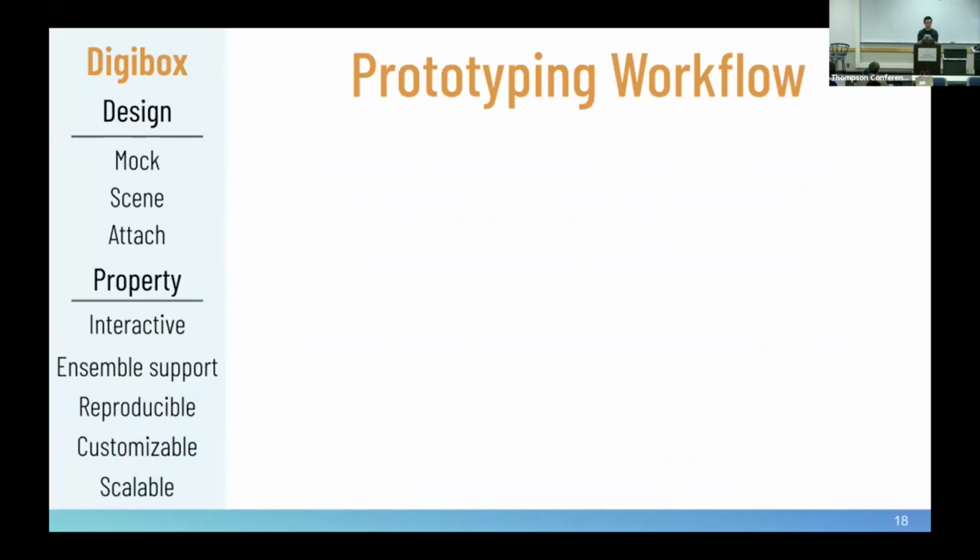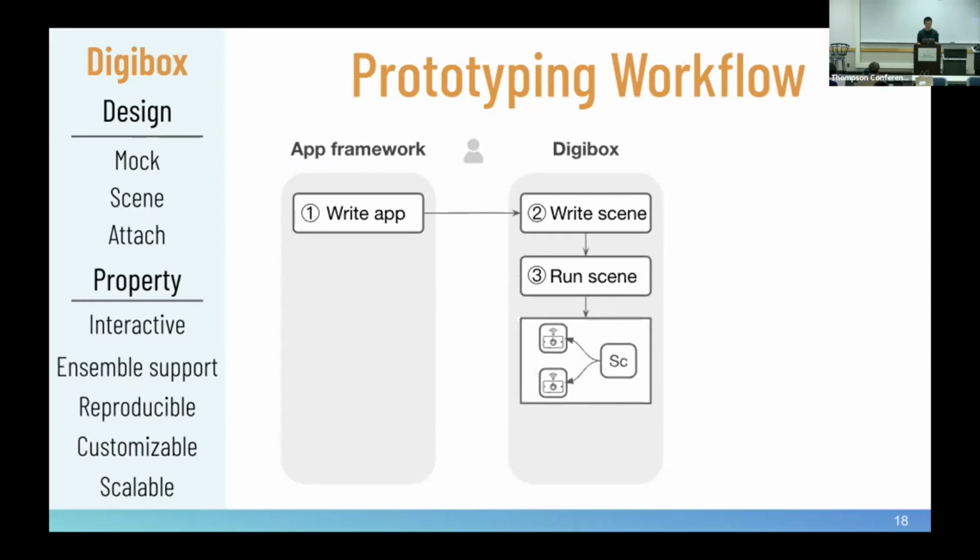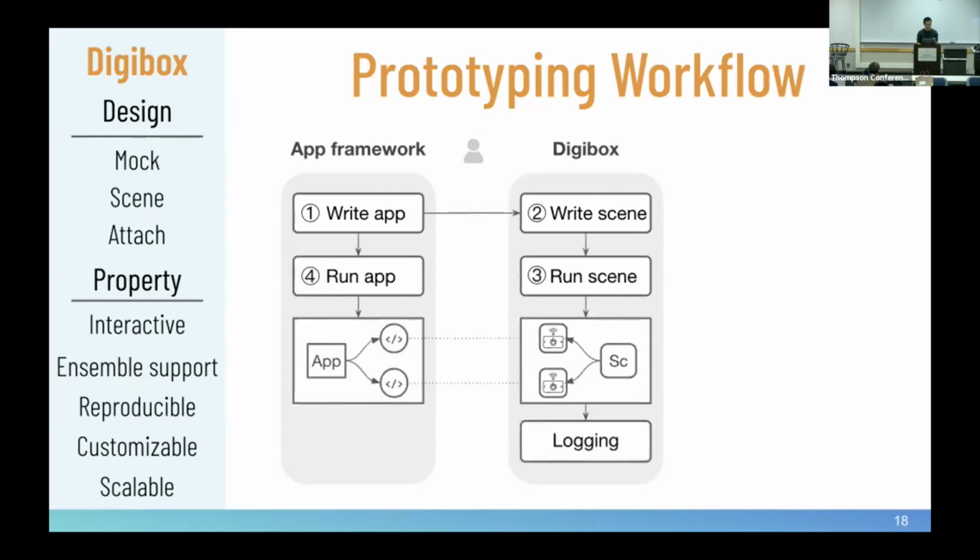So now, putting these pieces together, we propose an end-to-end prototyping workflow with Digibox for IoT applications. A developer may choose an application framework and run Digibox as a prototyping environment. She can write the app in the application framework while writing scenes in the Digibox. And during testing, she may run the scenes and run the apps to interact with the logs. She may use the logs, for example, to debug, to iterate the process and to improve the application.